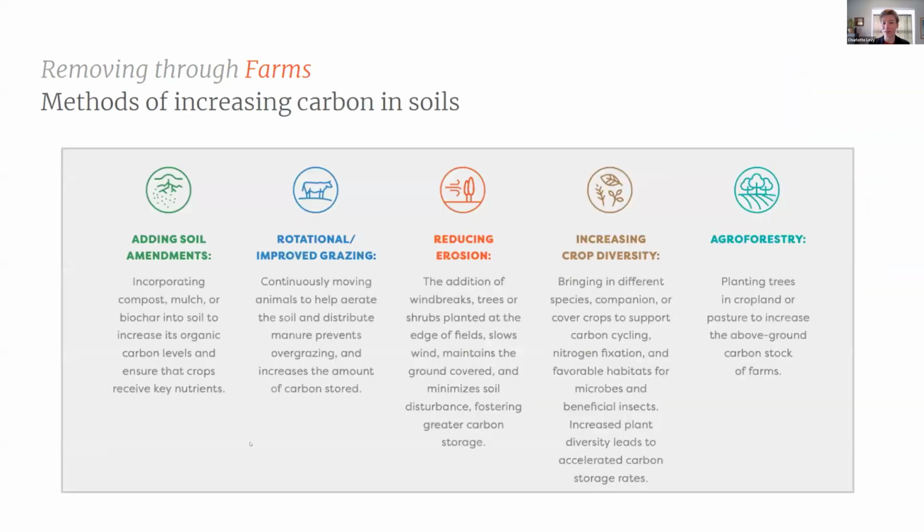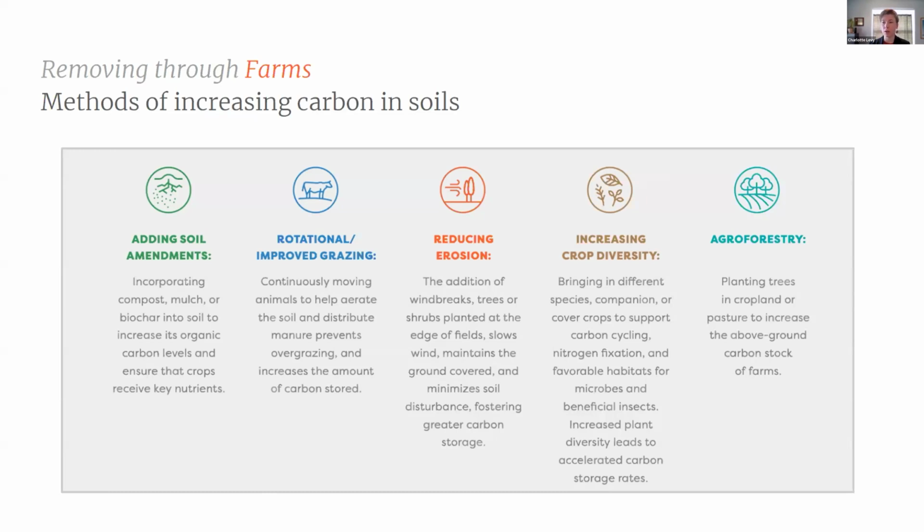I've been throwing management out a lot. There's a broad suite of tools that we could use to try and store more carbon in soils. These are some of the general categories that we tend to work on. Especially, I'd like to highlight that there's the potential to add soil carbon amendments. So that might include compost, mulch, and biochar, which I know is very relevant in California. We'll be talking a little bit more about biomass and managing that.